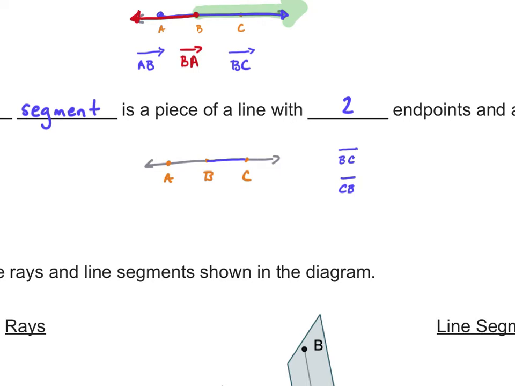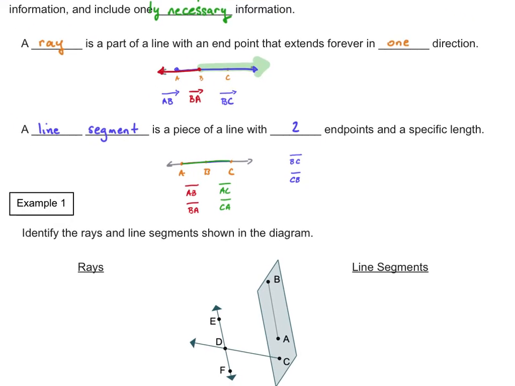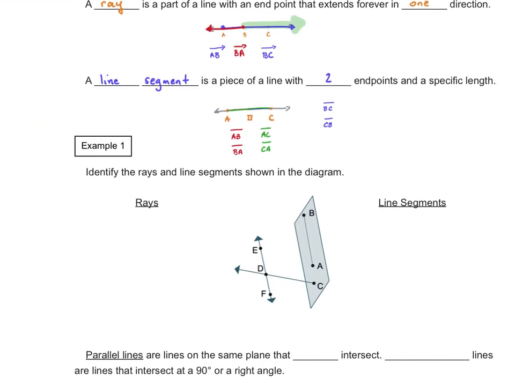Another example might be segment AB, and then another might be segment AC. Again, that could be written as segment CA, and this one could have been written as segment BA. Again, two endpoints on a segment. It has a specific length because it has a starting and a stopping point.